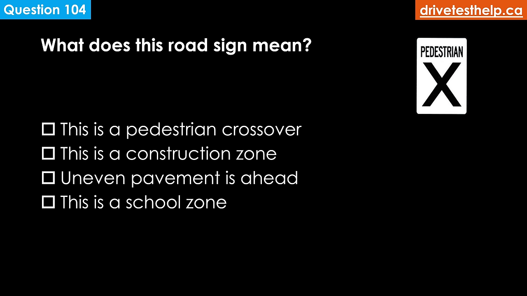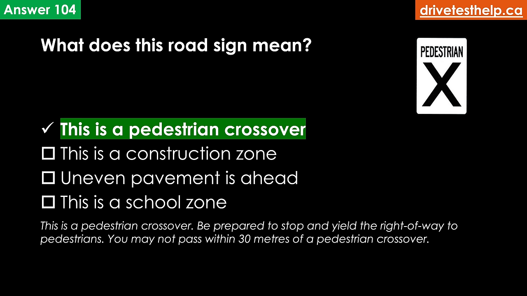What does this road sign mean? This is a pedestrian crossover. This is a construction zone. Uneven pavement is ahead. This is a school zone. Correct answer, this is a pedestrian crossover. Be prepared to stop and yield the right of way to pedestrians. You may not pass within 30 meters of a pedestrian crossover.